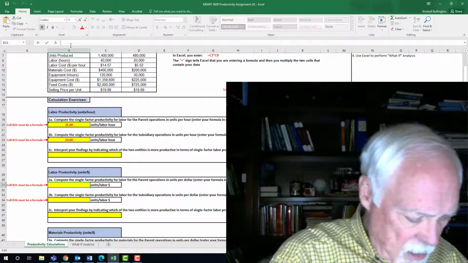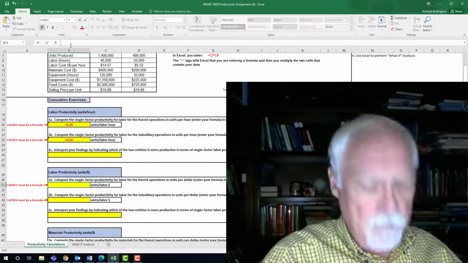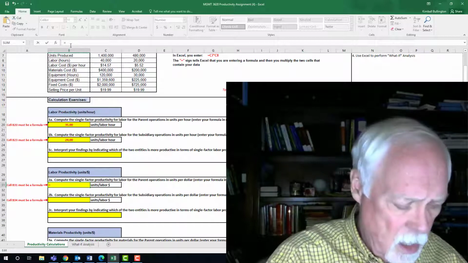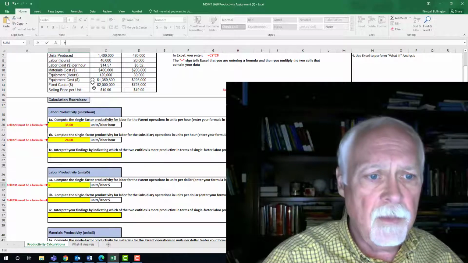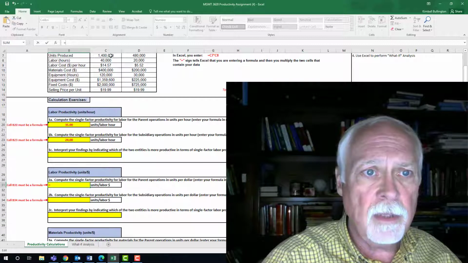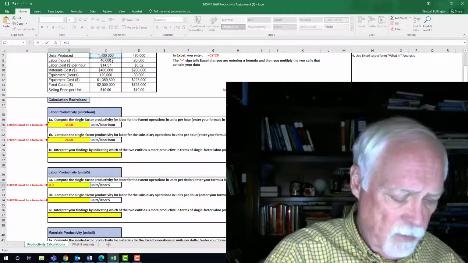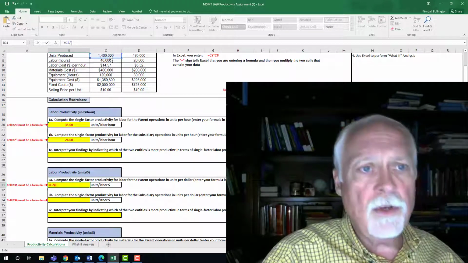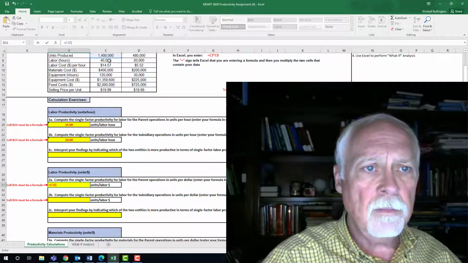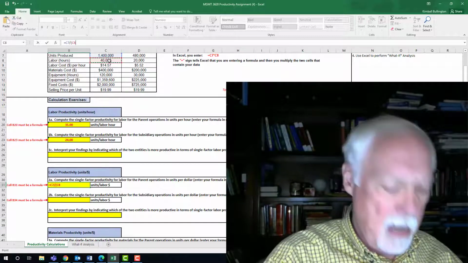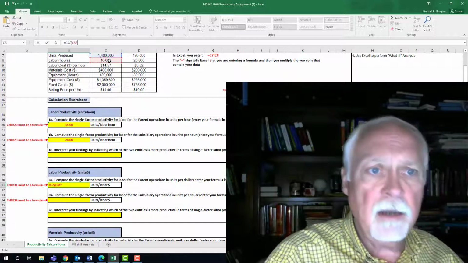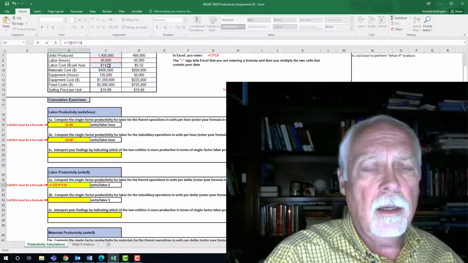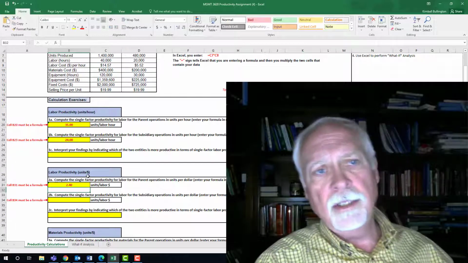So again, we tell Excel it's a formula, and then we still have the same inputs. So outputs, 1,400,000, and then divided by, and here we want to multiply the labor hours times, and in Excel that's an asterisk, the labor rate, and that's 2.4.